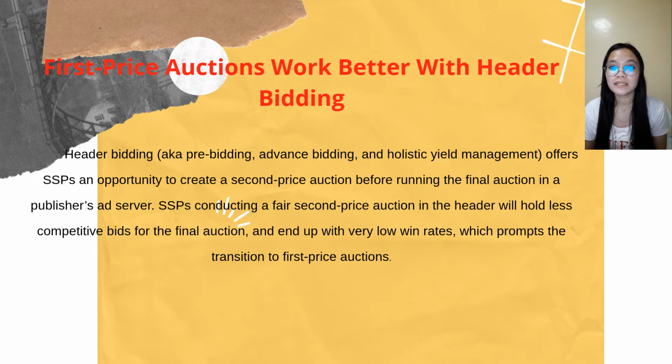When header bidding is used, the first price auction gives buyers a better chance of winning the impression because, instead of the winning bid from a second price auction being pushed to the ad server, their true bid competes in the final auction.